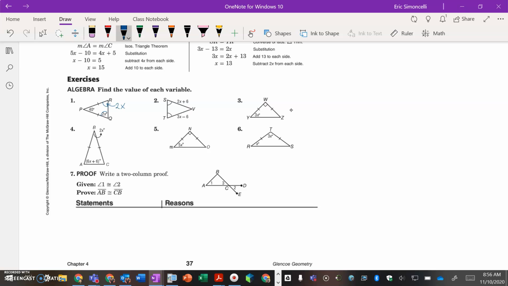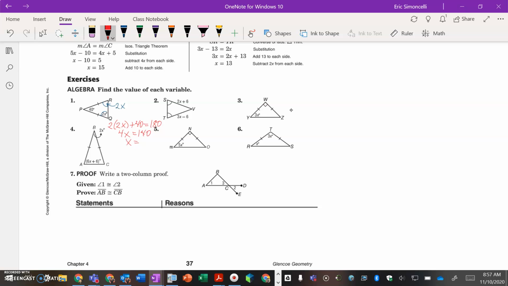So we can set ourselves up with the following algebraic equation. We can say that 2 times 2x plus 40 equals 180. So if we subtract 40, we get this. And then if you divide by 4, 140 divided by 4, obviously we're looking at 35 for x.